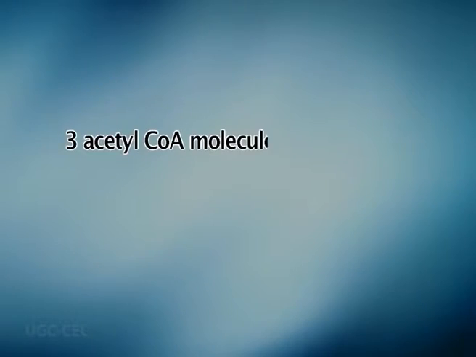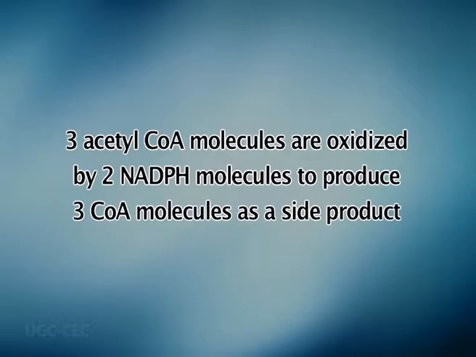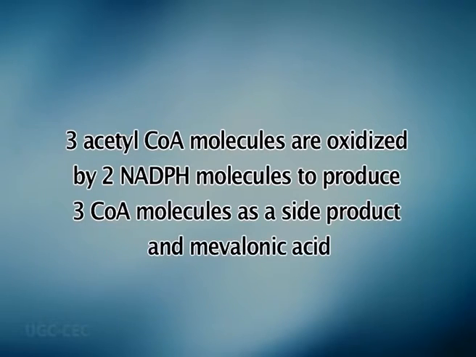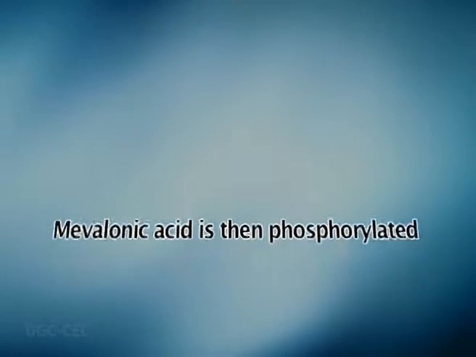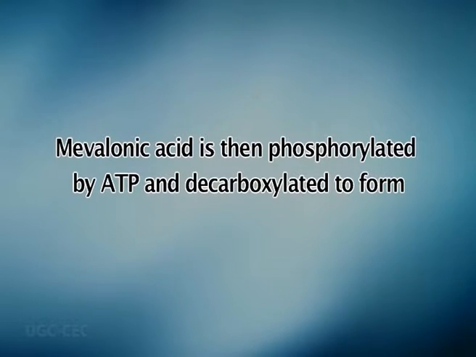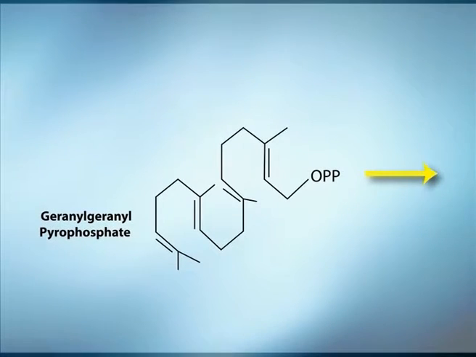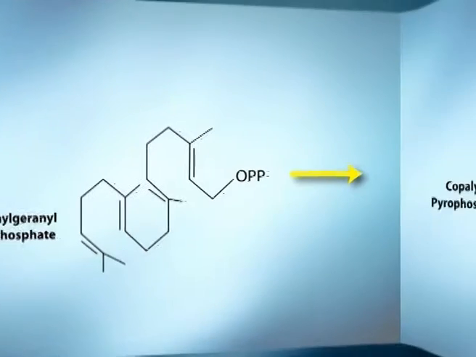The pathway by which gibberellins are formed is outlined as follows. 3 acetyl coenzyme A molecules are oxidized by 2 NADPH molecules to produce 3 coenzyme A molecules as a side product and malonic acid. The malonic acid is then phosphorylated by ATP and decarboxylated to form isopentenyl pyrophosphate. 4 of these molecules form geranylgeranyl pyrophosphate, which serves as a donor for all GA carbon atoms.